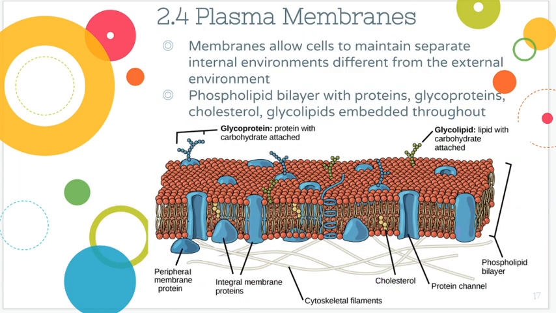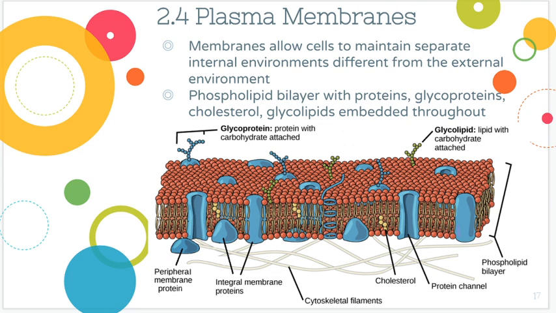All right, let's talk about membranes. And so membranes are critical in that they allow cells to keep a separate internal environment that is different from the external environment. Okay, remember that a cell membrane is made up of phospholipids, it's a bilayer, and that it's got proteins that are within it, it's got glycoproteins, it's got cholesterol and glycolipids embedded throughout.